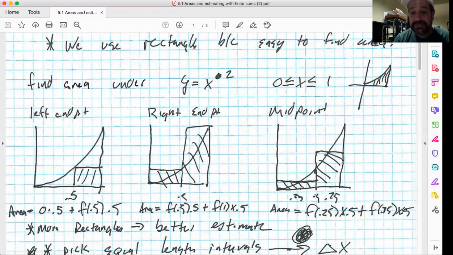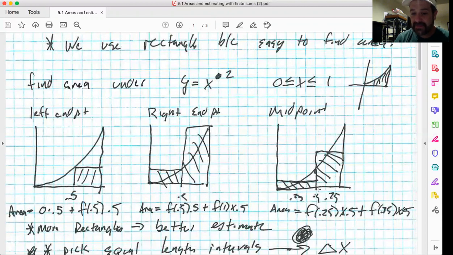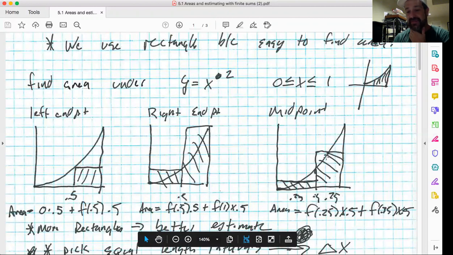Now for a midpoint, if this rectangle starts at 0 and goes to 1/2, the midpoint of that would be halfway through, so 0.25, that's going to be our height. That's why we have this f of 0.25. That's going to give us the height of this rectangle. The width is 1/2. Now, if we're talking about halfway between 1/2 and 1, that's 0.75, so f of 0.75 is giving us the height of this rectangle, and the width is again 1/2.